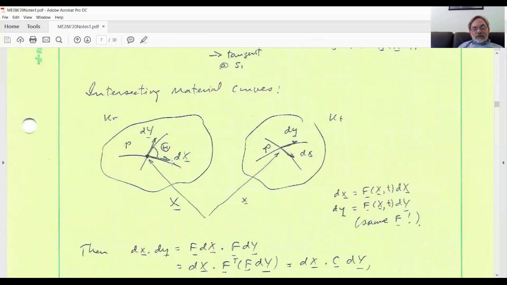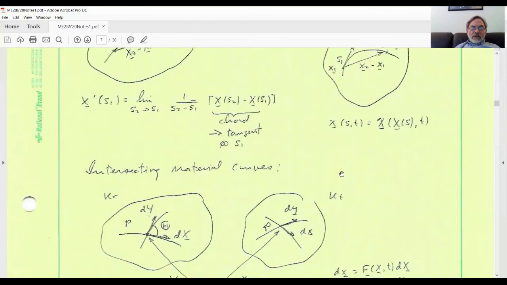This curve has a differential d capital X tangential to this curve at point P. This curve has a d capital Y tangential to this curve at the same point, and so on. Their images here, d small x, d small y, are tangential to the images of these material curves in the current configuration of the body.